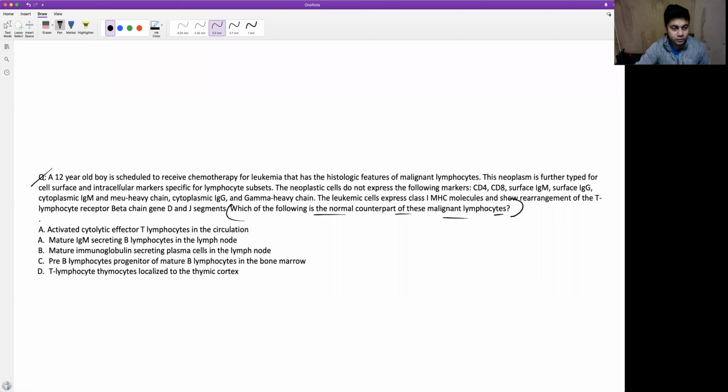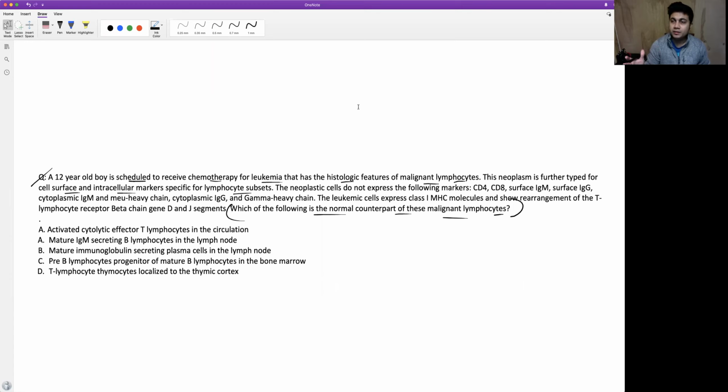So it says a 12-year-old boy is scheduled to receive chemotherapy for leukemia that has the histologic features of malignant lymphocytes. Why? Because the histology report says there is some malignant lymphocyte. This neoplasm is further typed for cell surface and intracellular markers specific for lymphocyte subsets. So the lab wants to see what type of lymphocyte that is.